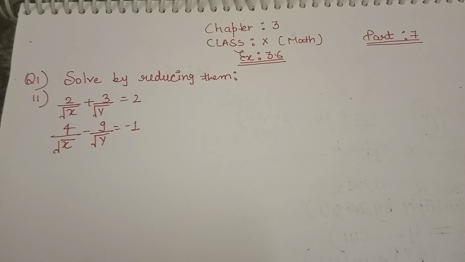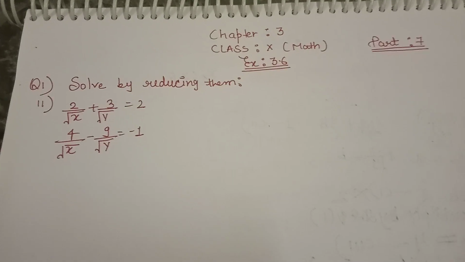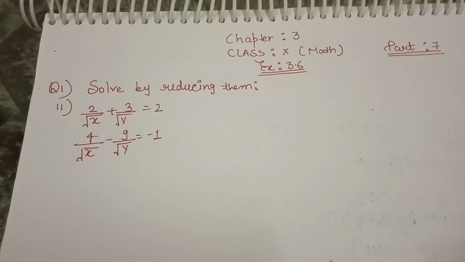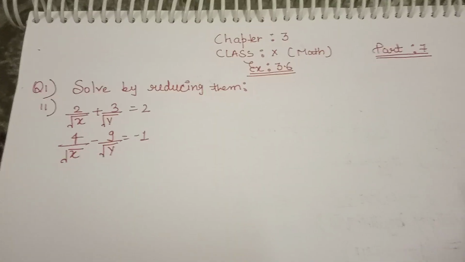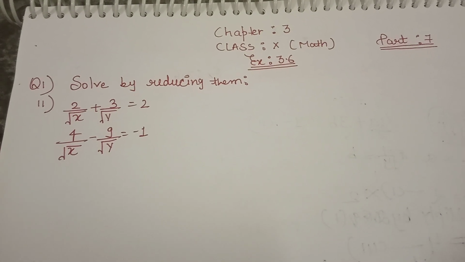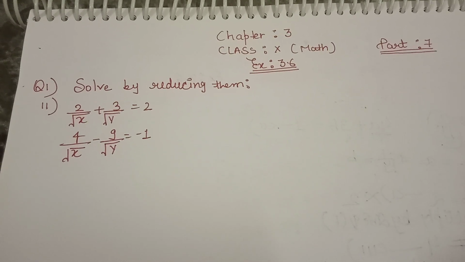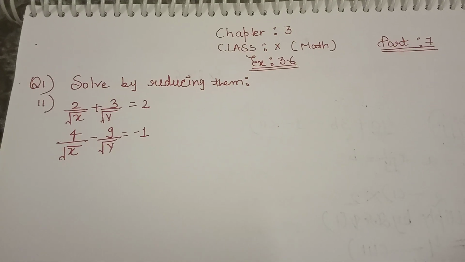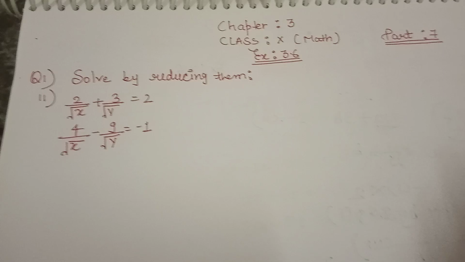This video is for class 10th maths part 7, pair of linear equations in two variables. Students, we have done till exercise 3.5 and all the three methods of solving a pair of linear equations in two variables. This last exercise is left, but in this we will not use any other method.